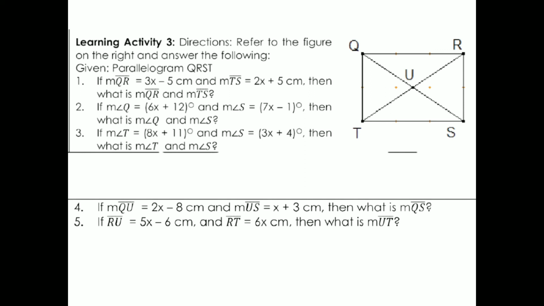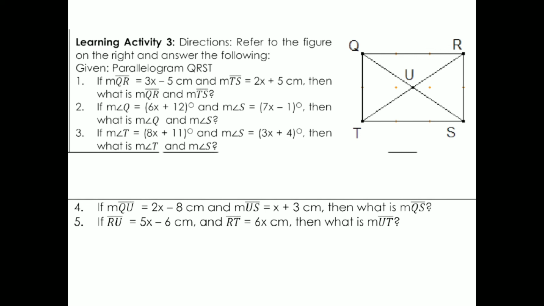So equate lang natin, since ang missing value natin ay segment TU, which is half of the length of RT, and then yung RU is half din, but meron tayong given dito na 5x minus 6. So equate lang natin yung 5x minus 6 into x kasi missing yung isa. So let x be the missing other part of the diagonal. Pag nakuha na natin yung value ng x, substitute lang natin sa mga nakuha natin.